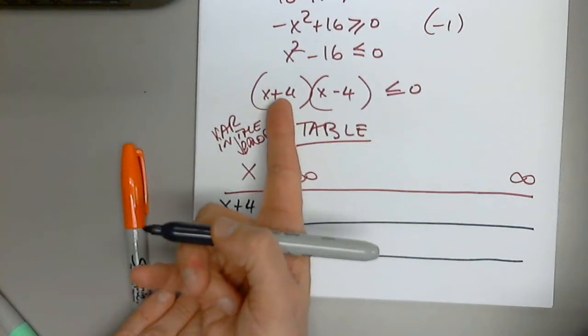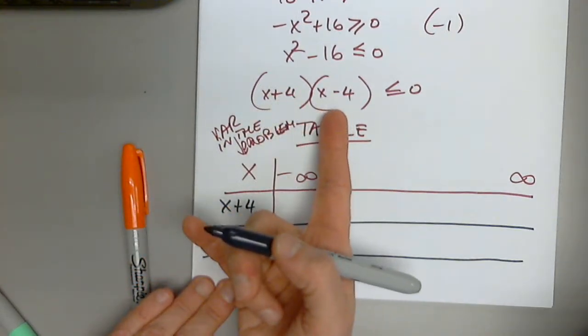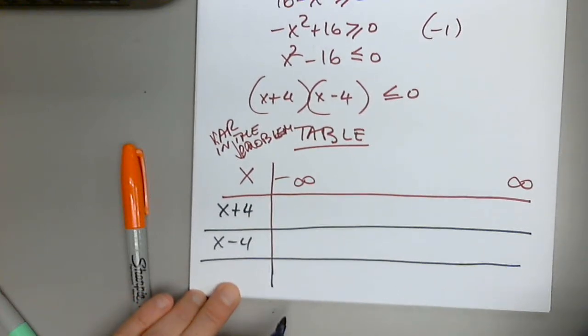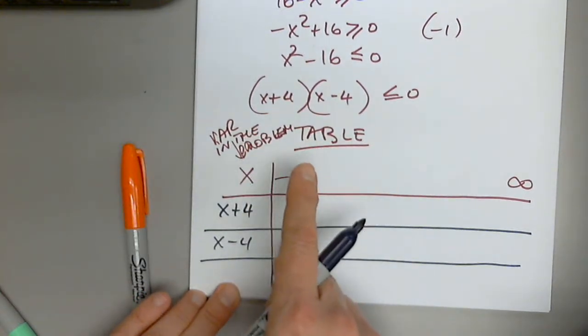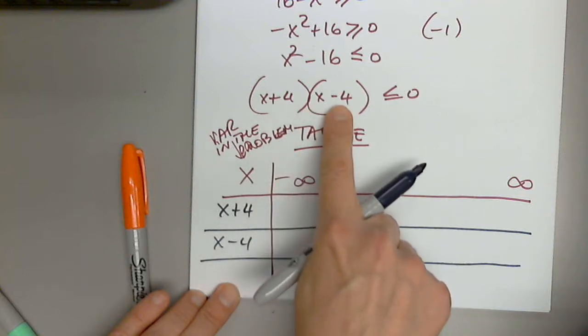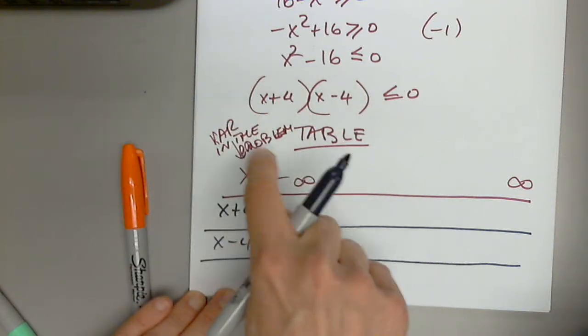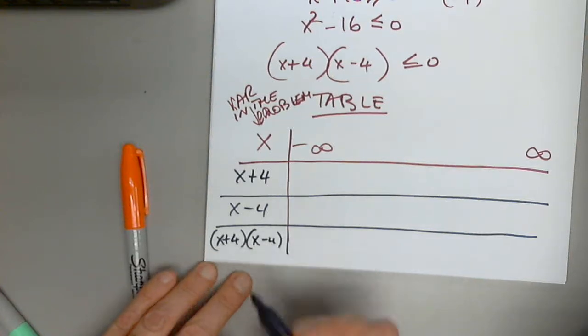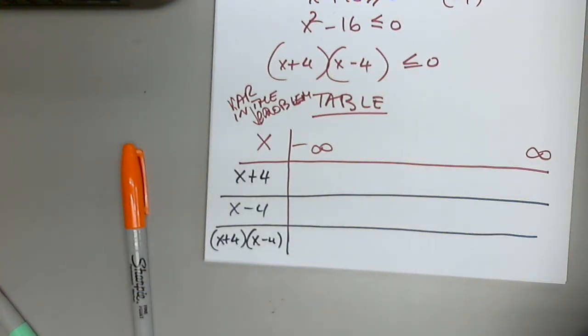I'm not interested in this. I'm not interested in this, but I'm interested in the whole thing. I don't care for this. I'm interested in the whole thing. So the last row must be what I am really, really interested in. Not the first factor, not the second factor. I'm interested in the whole thing, the product. Is that clear, everyone? Good.